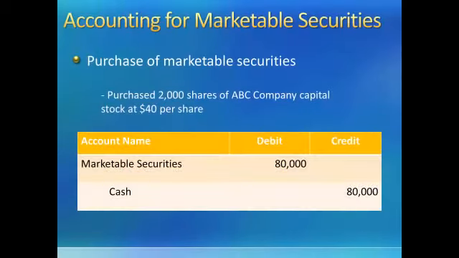Represented with a journal entry, we see that the purchase of 2,000 shares of $40 per share stock would result in a debit to marketable securities for $80,000, increasing the asset marketable securities, and a credit to cash for $80,000, decreasing the asset cash for $80,000. This is the accounting treatment for the purchase of marketable securities, whether you're purchasing capital stock or bonds.